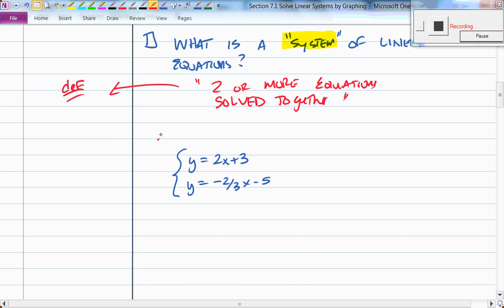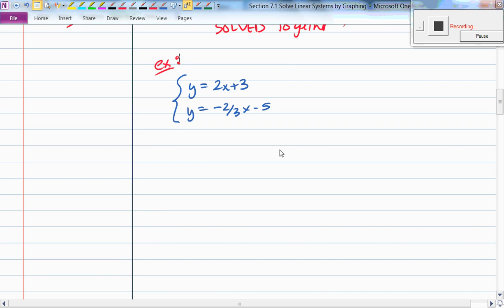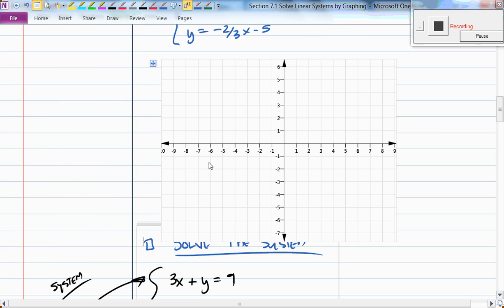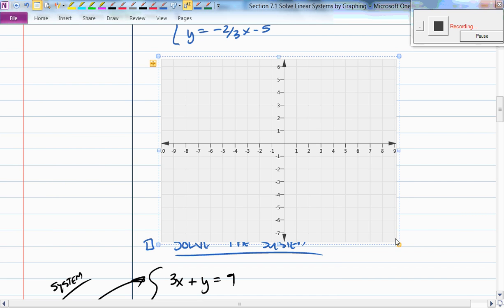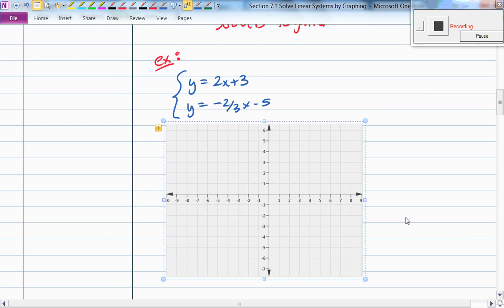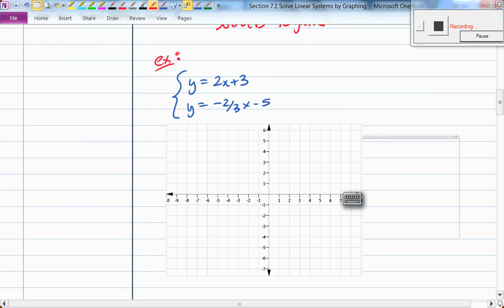So here's an example. I've got y equals 2x plus 3 and y equals negative 2/3 x minus 5. What I'm going to do is graph both of those on the coordinate plane. I'm going to make this a little bit smaller so we can all see it. The first one I'll graph in black, y equals 2x plus 3. I'm going to go up to 3, put a dot, and then go up 2 and over 1. There's that one right there.